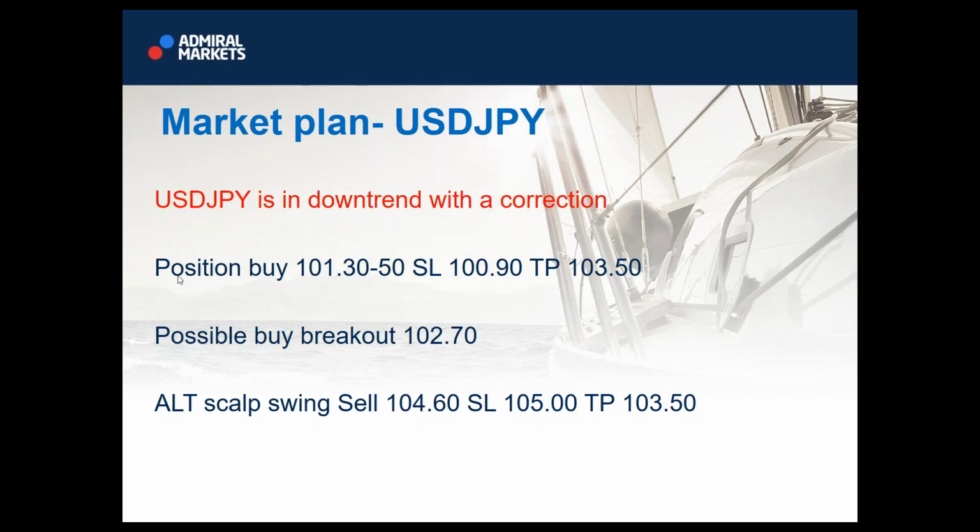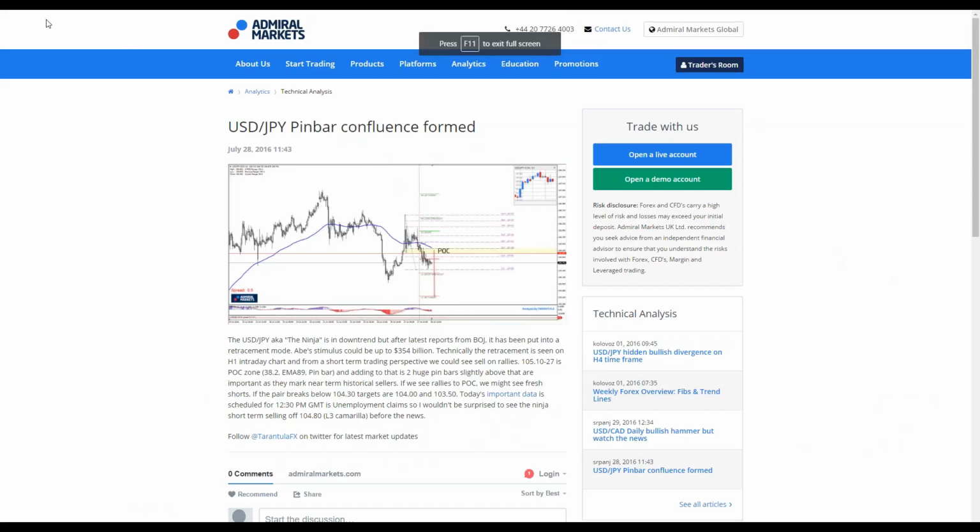And I said today that now I will show you, I hope that you're ready, how it looks. So dollar yen pin bar confluence formed, and here is the description, and the same is what I see now. I didn't change my opinion. It's the same. So 105.10 to 27 is POC zone. Okay, and well, what I think is actually that the pair could start selling, and it happened.